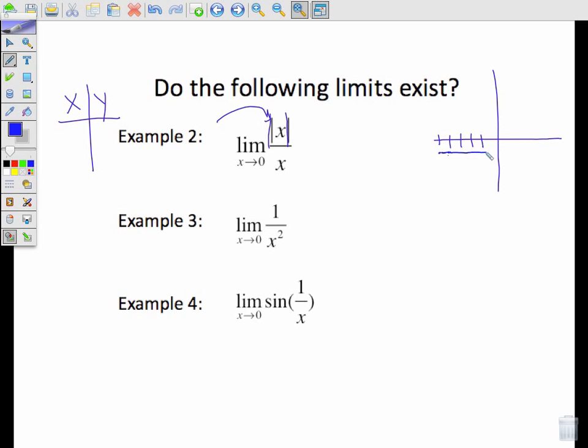Now obviously it wouldn't be 0 here because then it would be undefined. You can't divide by 0. And when x is +1 or +2, 3, or 4, or 5, we always get a value of +1. So this is what our graph looks like. From the left side it's approaching -1, but on the right side, coming this direction, it's approaching +1. Since they're not consistent here, there's no limit.